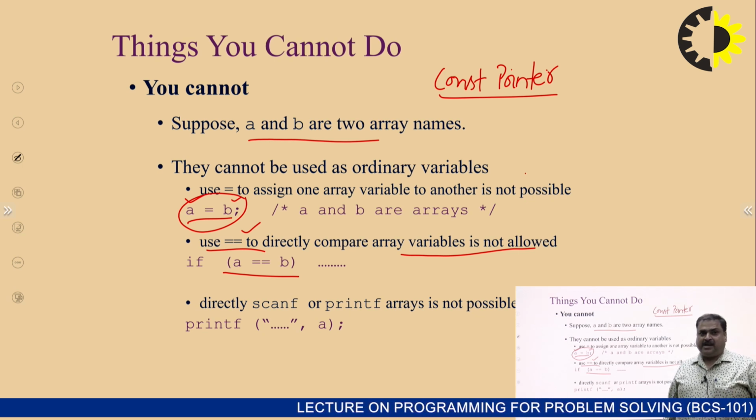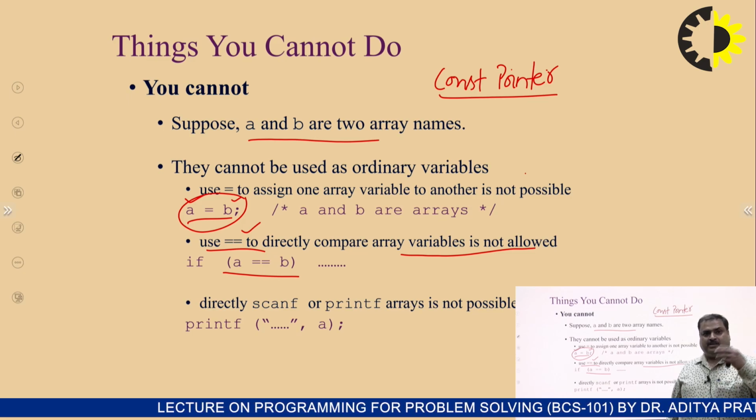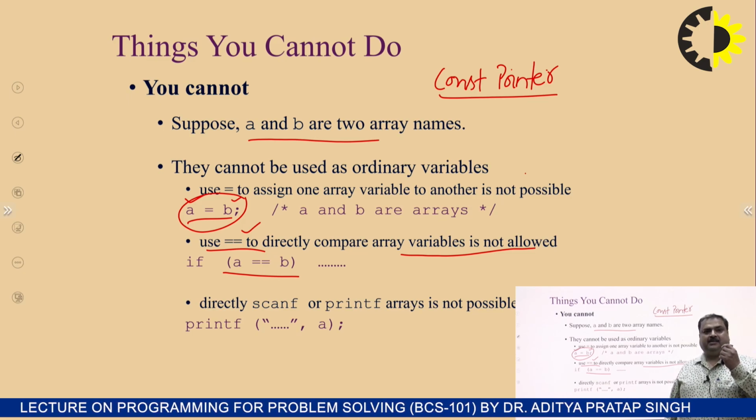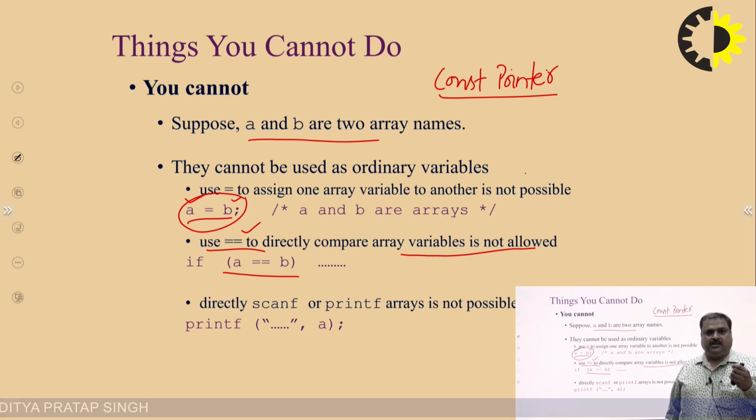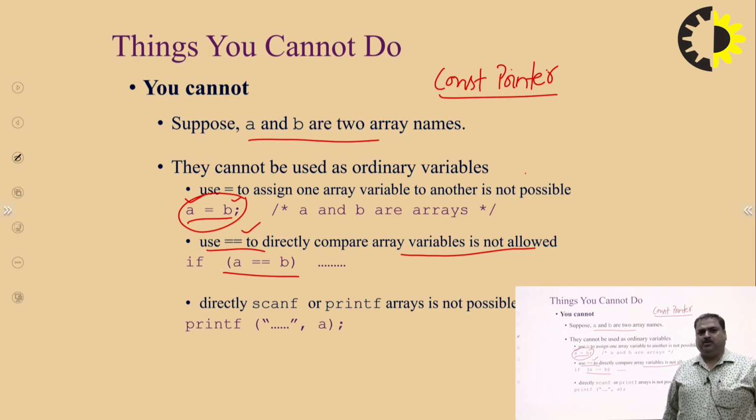The reason behind this is the same: the name of an array variable is a kind of constant pointer which holds the base address of the memory location where the array elements are stored. So if we compare these, array A has an address and B has an address.